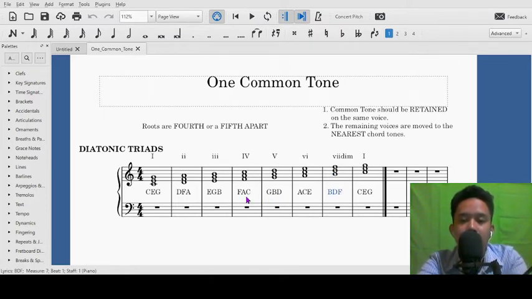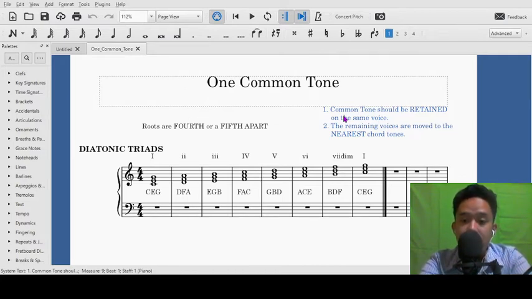So, things to keep in mind when connecting triads with one common tone. First, the common tone should be retained on the same voice. Whenever possible, you should retain the common tone on the same voice because this will make your part writing so much easier, because you already have a clue on where to put the note on the second chord.